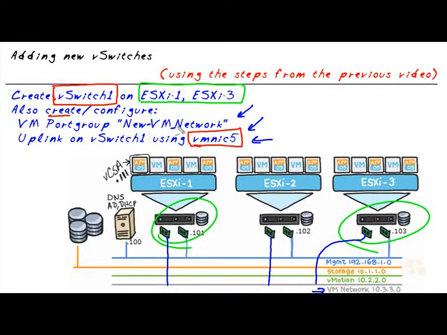I'd also like you to create a new VM port group associated with Switch 1, and I'd like you to name it exactly this: capital N-E-W dash capital V-M underscore capital N-E-T-W-O-R-K. Just like we did on ESXi2. So at the end of the day, when you're done with this lab, all three of these ESXi hosts will all have vSwitch 1. They'll all be using their physical interface VMNIC 5 for the uplink, and each of those switches will all have a VM port group called NEW-VM_NETWORK.